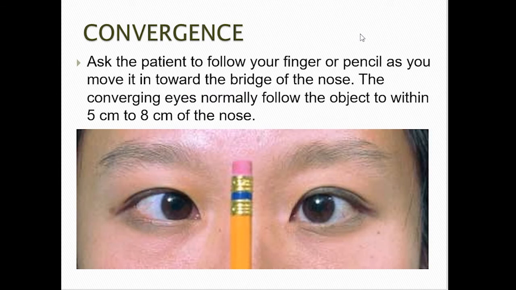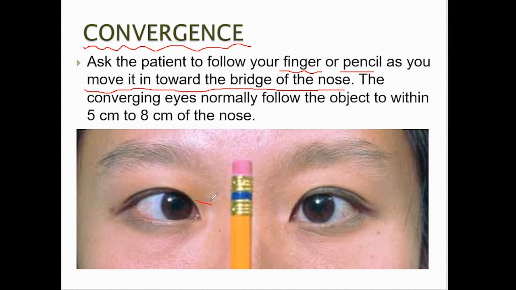Another test for the eyes. We use convergence. Convergence is pretty easy. We can use the fingers, or maybe we can use pencils, moving from a little bit far away to close to the eye area. And then the patient's eyeball movement will follow the path.